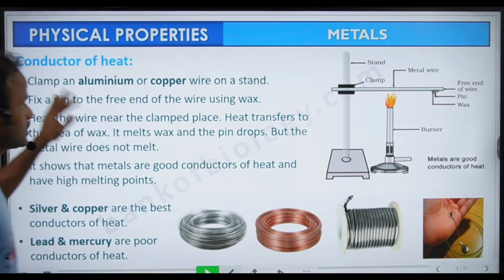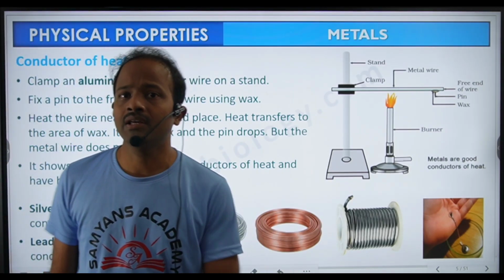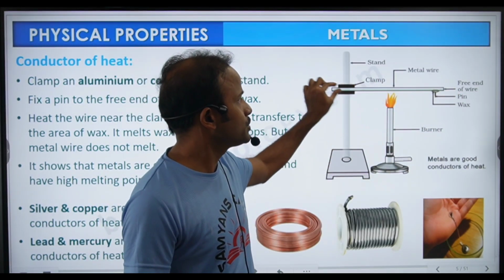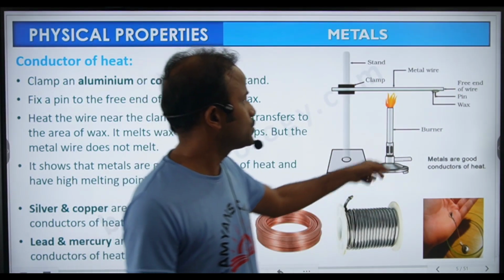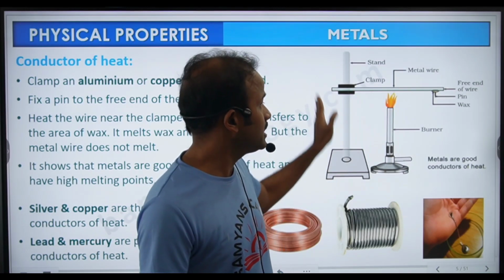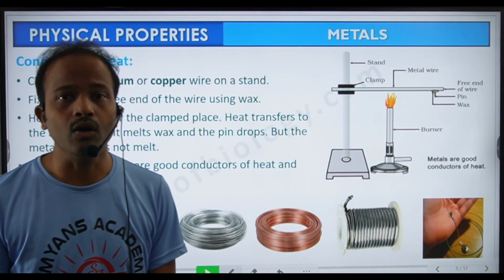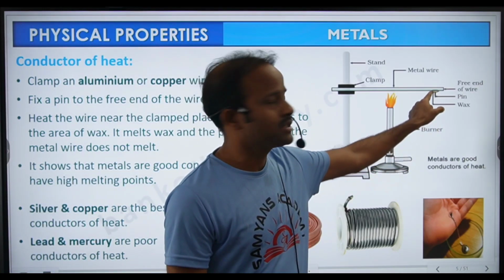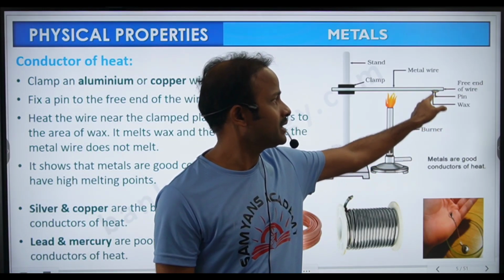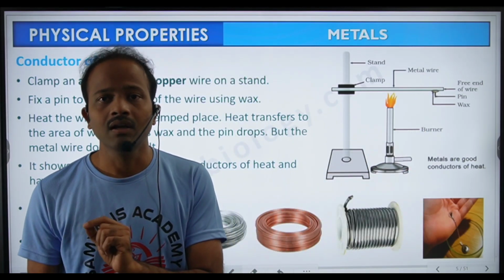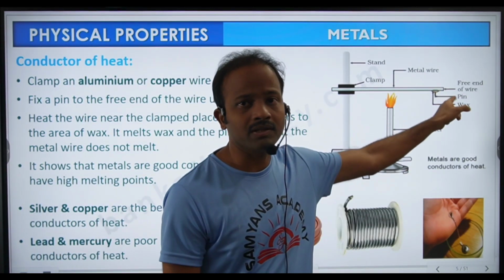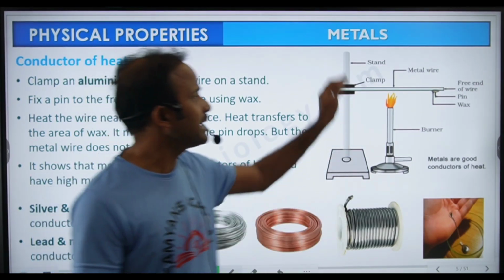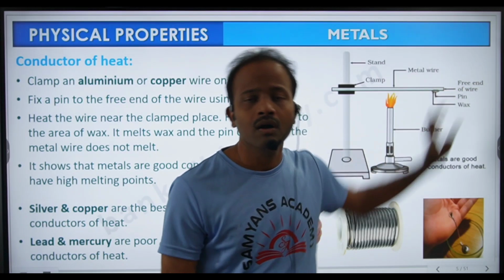Now conduction of heat. To perform this activity, we take an aluminum rod, clamp this aluminum metal on a stand, and heat one end, and this heat is transferred to the other end. How do you check whether the heat is transferred to the other end or not? For that, you fix a pin with wax. When heat is transferred from one place to another, the wax gets melted and the pin drops. So this indicates that the heat is transferred from one place to another.